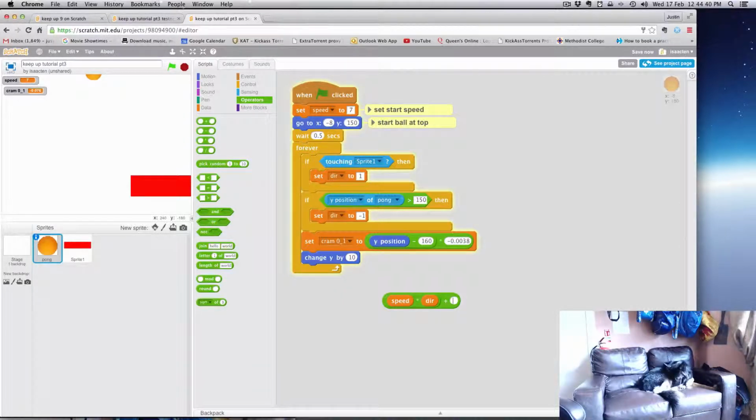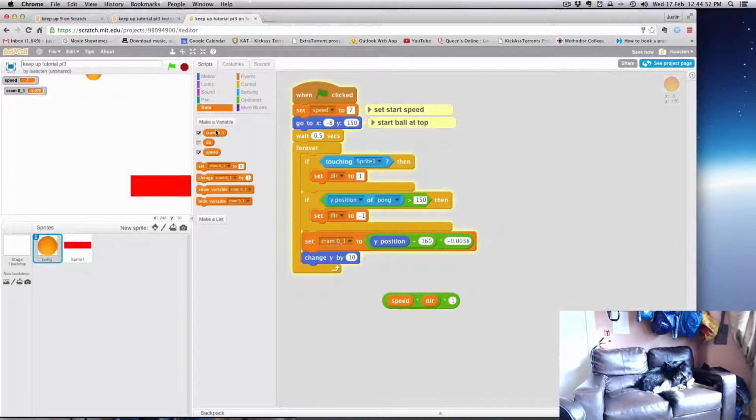First, we want to multiply speed by the cram 0, 1. That's what we want. What are you doing? Okay, take the little. No, wait. You see where it says speed times direction? Pull that whole thing out of there. But we want speed times cram 0, 1. So take that direction out, then cram 0, 1.